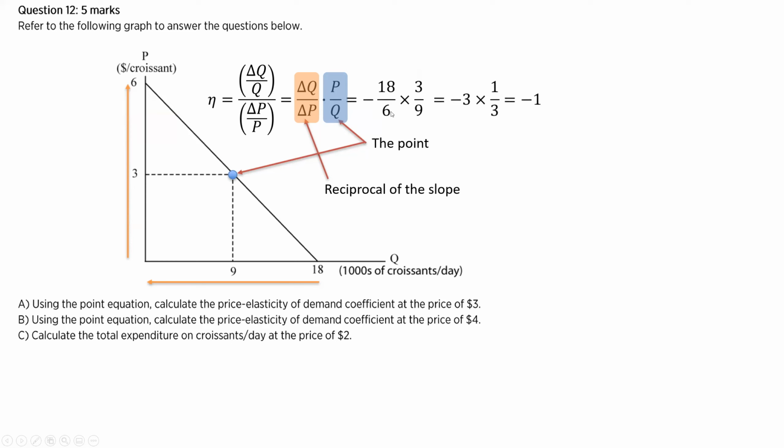So negative 18 over 6 is negative 3 multiplied by this. We'll reduce it down to a third. So negative 3 times 1/3 is negative 1. And that is the coefficient.